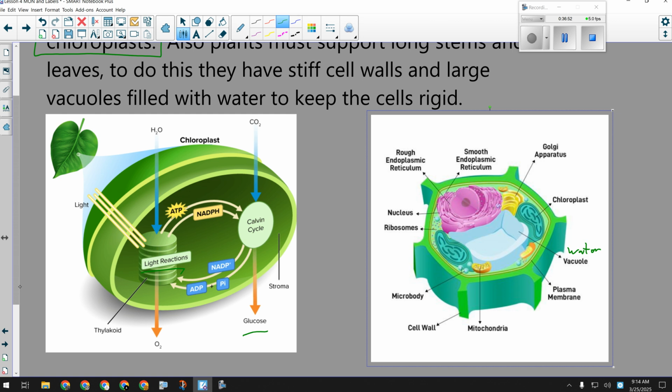Questions so far? Okay, so the big one, we have the chloroplast. Photoautotrophs all have chloroplasts. They're also going to have cell walls and they're going to have water vacuoles. Those are going to be the main differences. After that, the processes are all the same.